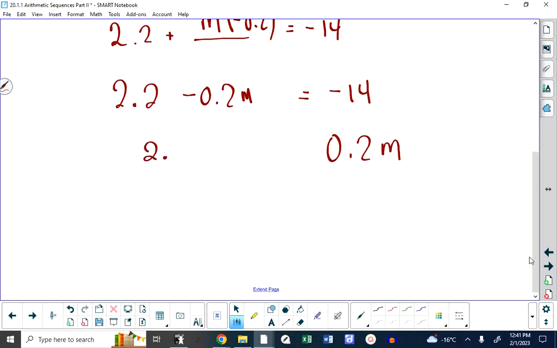Everything I'm doing here is something that you should know how to do on your own, but I'm giving you my additions to it, my thoughts on it. When I take 2.2 plus 14, I get 16.2. So I get 16.2 equals 0.2m. And I believe when I divide by 0.2, I get 81. Is that right? Okay. Now comes the difficult part.